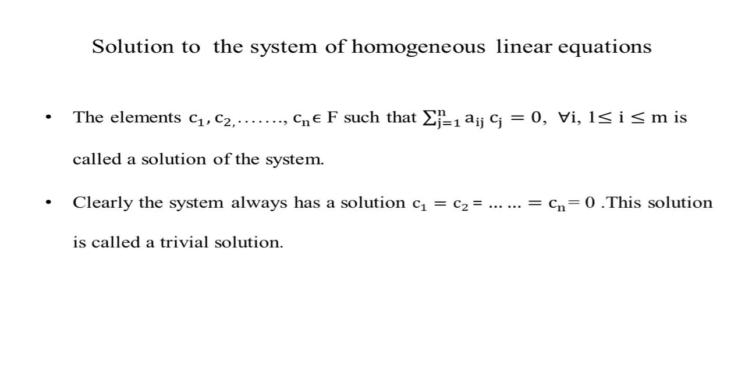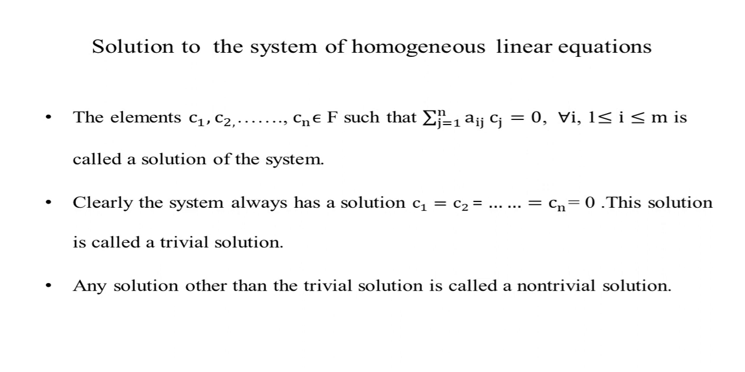Clearly, the system always has a solution c1 equal to 0, c2 equal to 0, etc., cn equal to 0. This solution is called a trivial solution. Any solution other than the trivial solution is called a non-trivial solution. The system of homogeneous linear equations may or may not have a non-trivial solution.